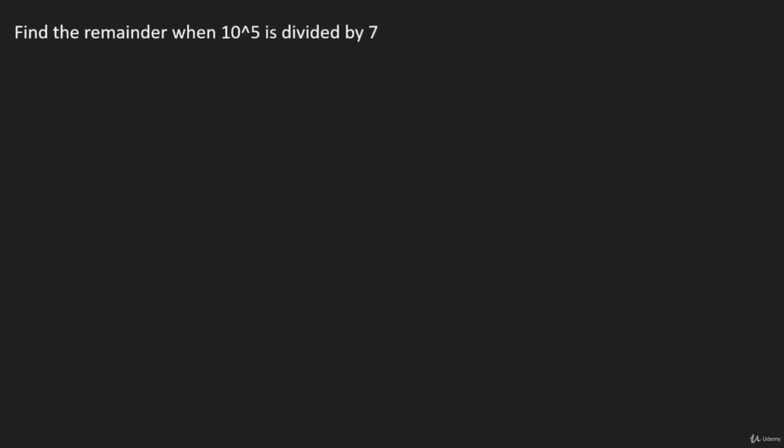Let's do this problem. Find the remainder when 10 to the power 5 is divided by 7. Alright, so the question is 10 to the power 5, you divide that by 7 and you need to find the remainder. Pause the video, give it a try, and then we'll do it together. Alright, we are back. I hope you've given it a try.